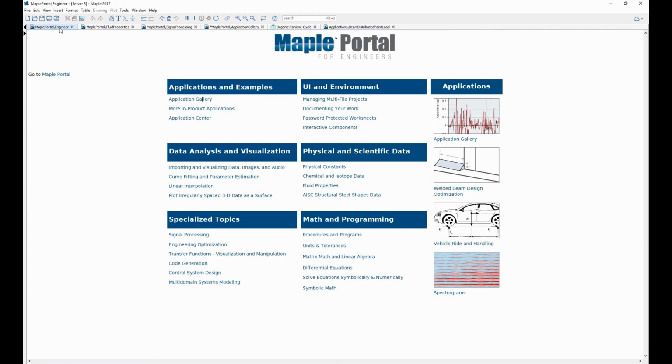The Maple Portal for Engineers will help you get the most out of Maple.